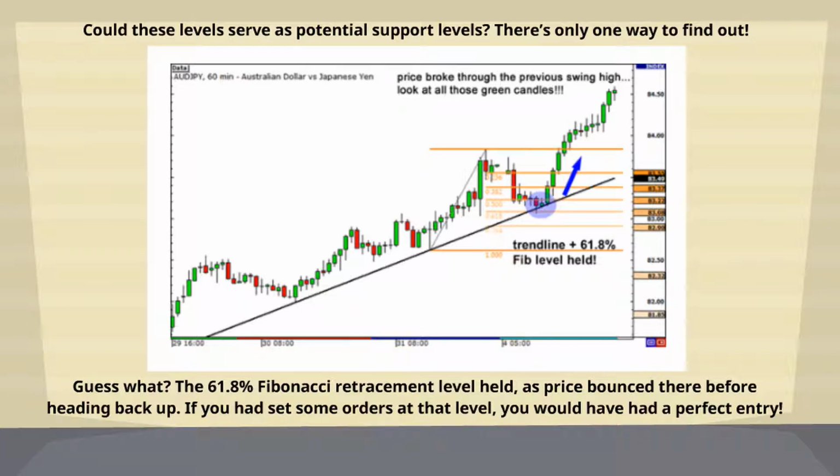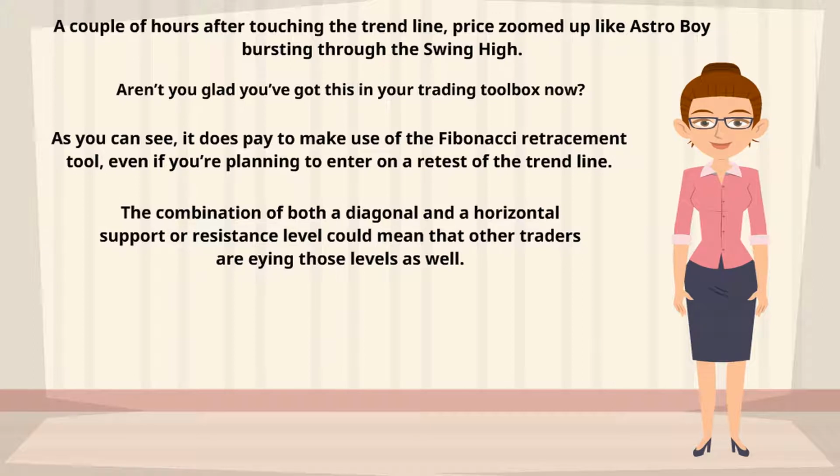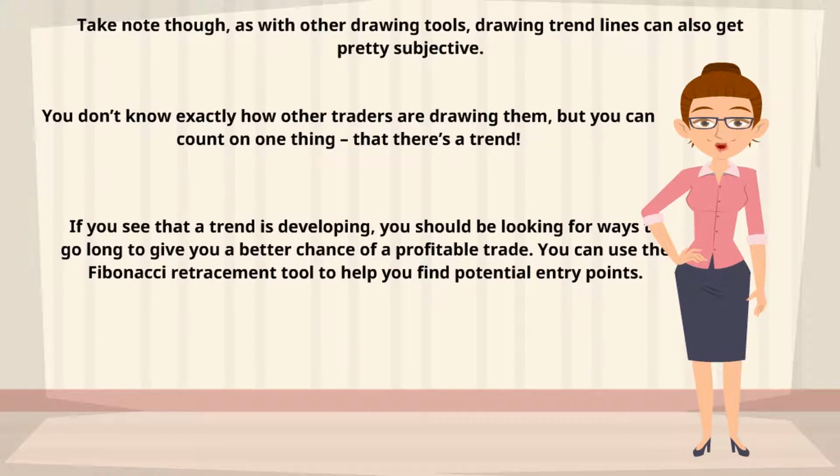If you had set some orders at that level, you would have had a perfect entry. A couple of hours after touching the trend line, price zoomed up like Astro Boy bursting through the swing high. Aren't you glad you've got this in your trading toolbox now? As you can see, it does pay to make use of the Fibonacci retracement tool, even if you're planning to enter on a retest of the trend line. The combination of both a diagonal and a horizontal support or resistance level could mean that other traders are eyeing those levels as well. Take note though, as with other drawing tools, drawing trend lines can also get pretty subjective.